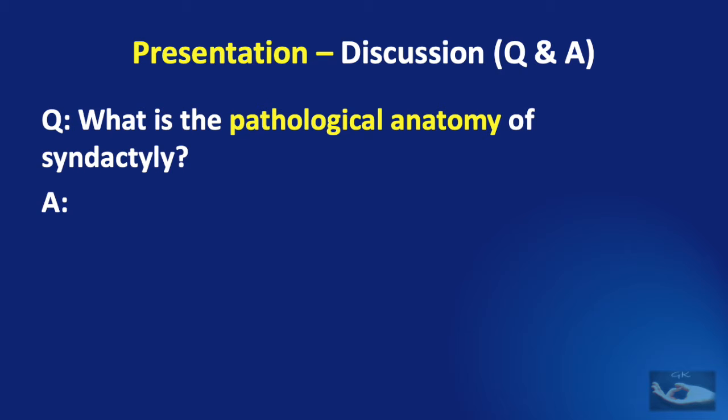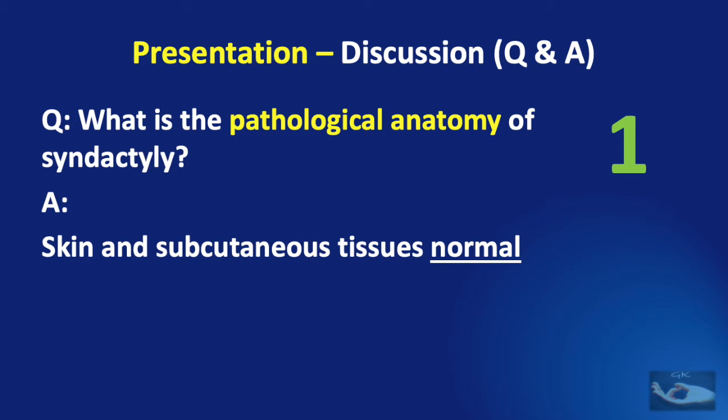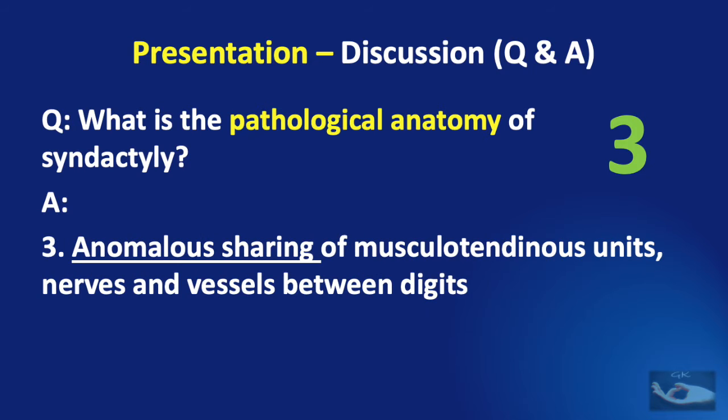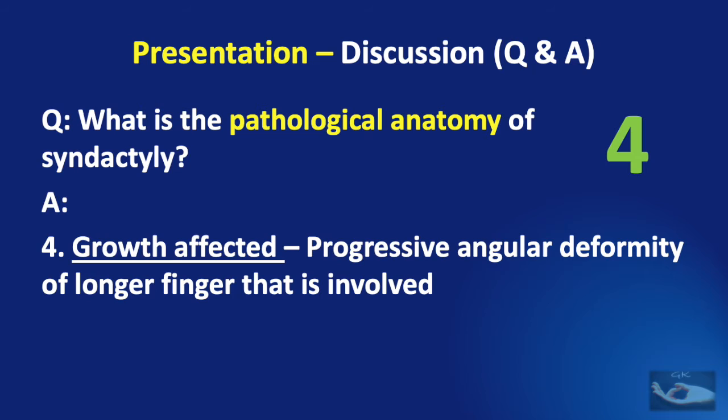There are four important points to remember. First, the skin and subcutaneous tissues are normal. Second, there are tight fascial bands between the fingers and there is an abnormal thickening of the palmar fascia like the Cleland's ligament and the Grayson's ligaments. Thirdly, there may be an anomalous sharing of the musculotendinous units, nerves and vessels between the fused digits. And finally, the growth will be affected. That is, there will be a progressive angular deformity of the longer finger that is involved.